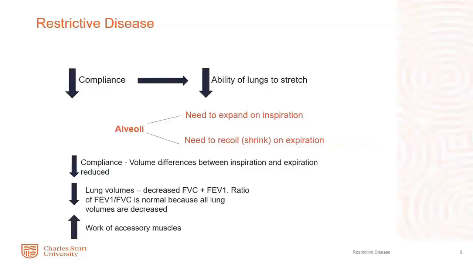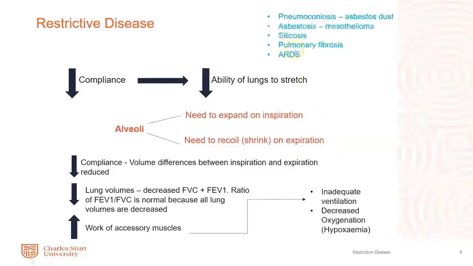As a result of that, there's compensation and there's increased work of accessory muscles, but overall there's inadequate ventilation, decreased oxygenation, and leading to hypoxemia. Now, I've just put some examples of restrictive diseases up there in blue. Pneumoconiosis, due to the inhalation of asbestos dust, and that causes asbestosis, so inflammation in response to the asbestos dust. And then, eventually in genetically predisposed people, that can develop into a cancer called mesothelioma.